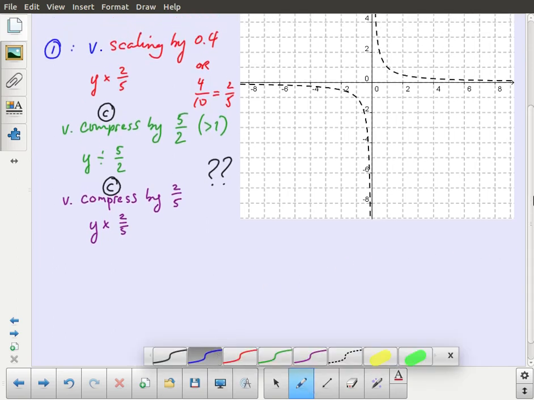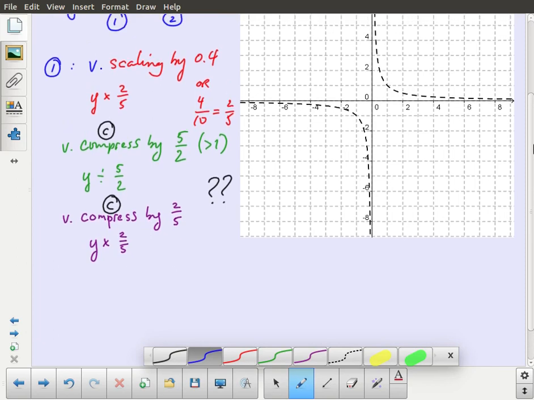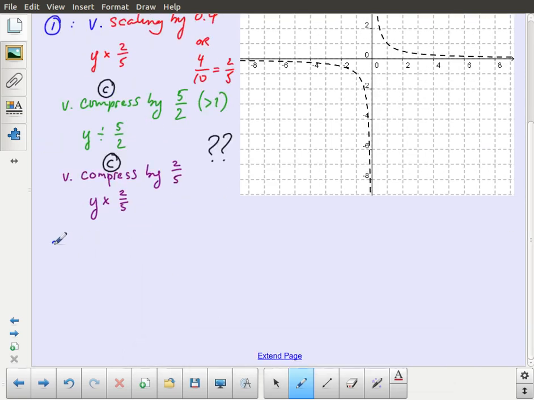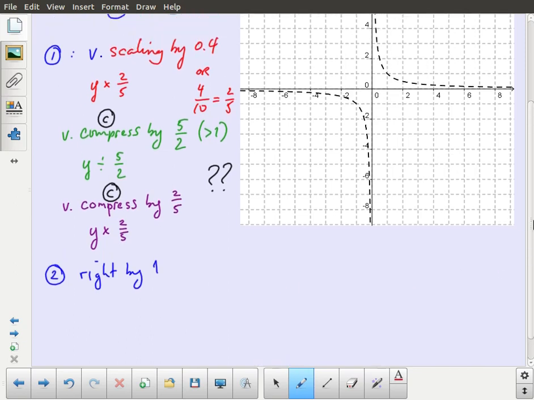So that is the first part. The second part, thankfully, is a lot more straightforward because it is simply here. It's inside the functional bracket. So this would be a shift to the left or right. X minus 1 means a shift to the right by 1. So that's the second transformation, right by 1. So we can do the same thing we did before.